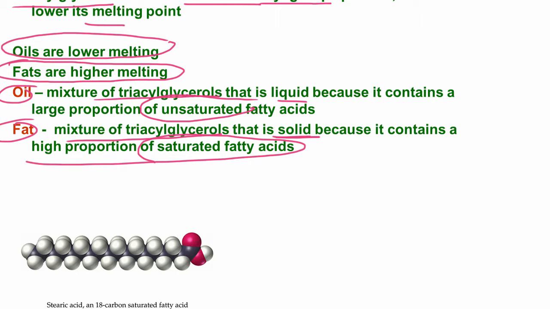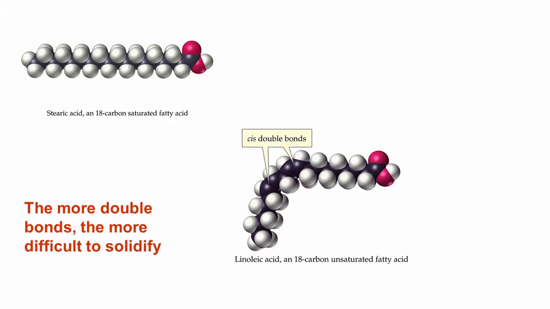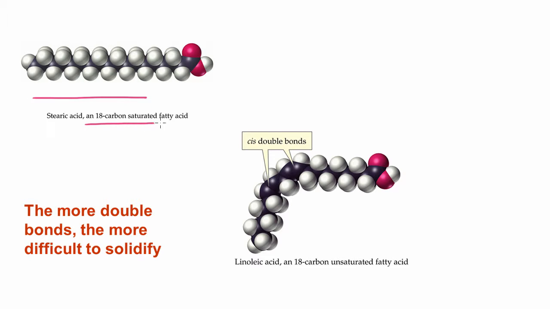of saturated fatty acids. So let's take a look here. Here we have stearic acid. This is an 18-carbon saturated fatty acid, and so that means there are no carbon-carbon double bonds. On the other hand, we have linoleic acid, which is an 18-carbon unsaturated fatty acid. There are cis double bonds. So the more double bonds, the more difficult it is to solidify.